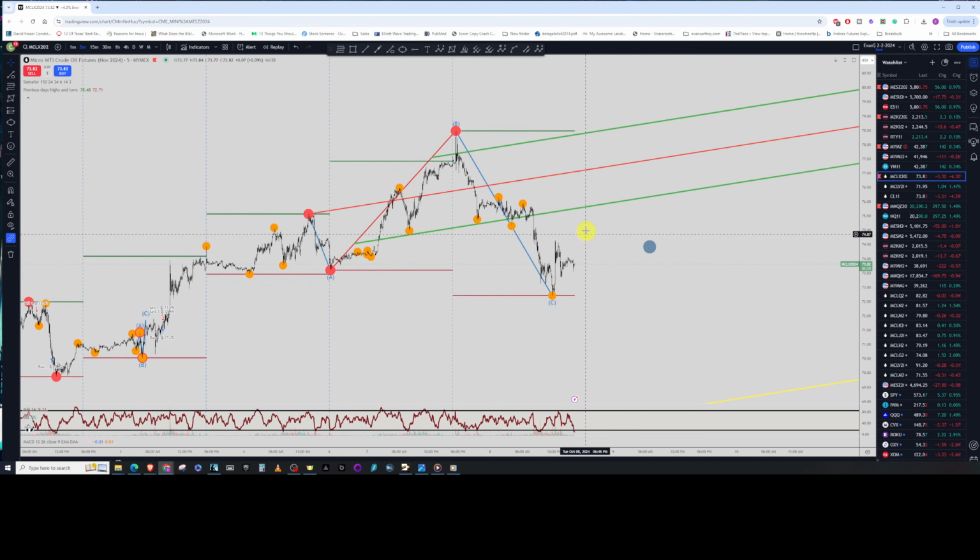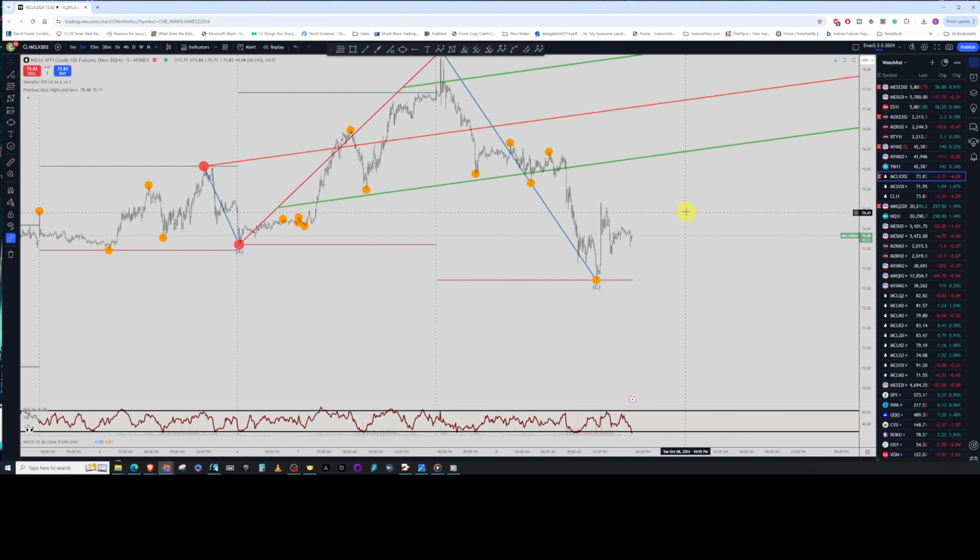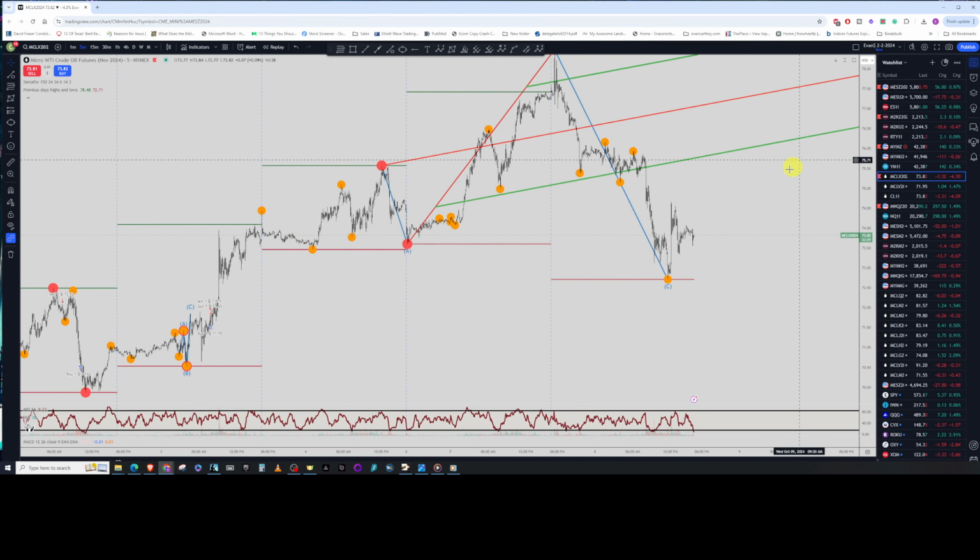Now, it's not guaranteed that this is going to come up and close above it tomorrow, but that is the one trade that I am looking at for oil. Other than that, just like in the Russell, there's not a whole lot going on for it. So we just gotta wait and see what's going to happen.